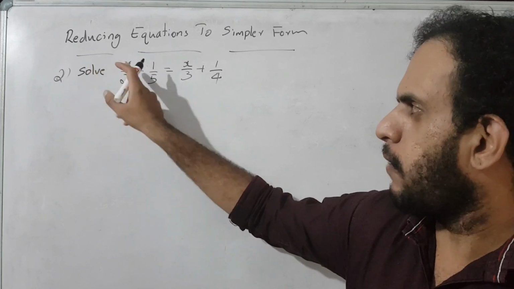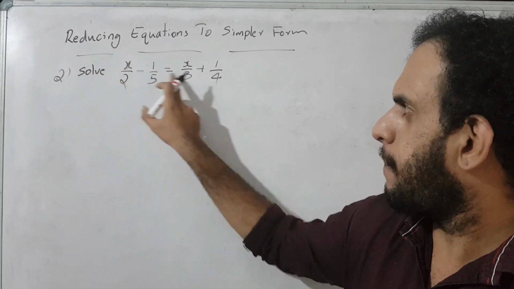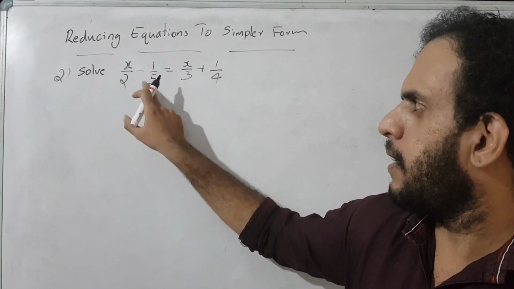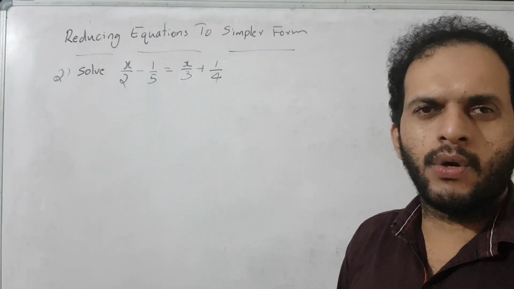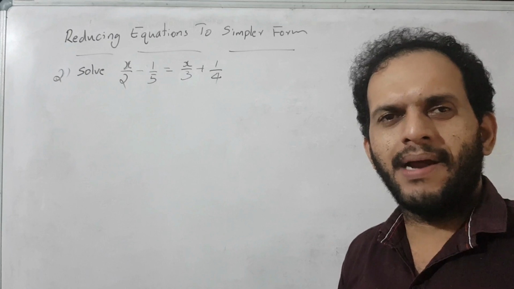The x containing term, the variable containing term, is divided separately, and the non-containing term is divided separately, correct? The denominator is not common to the term containing the variables and the non-containing term.